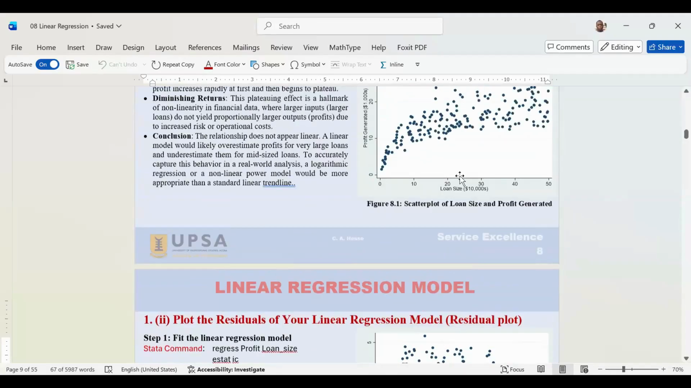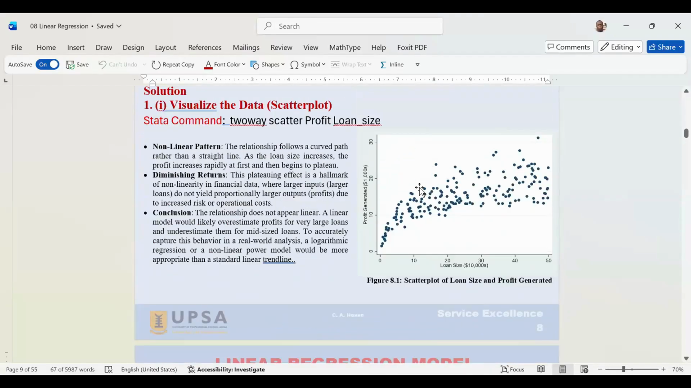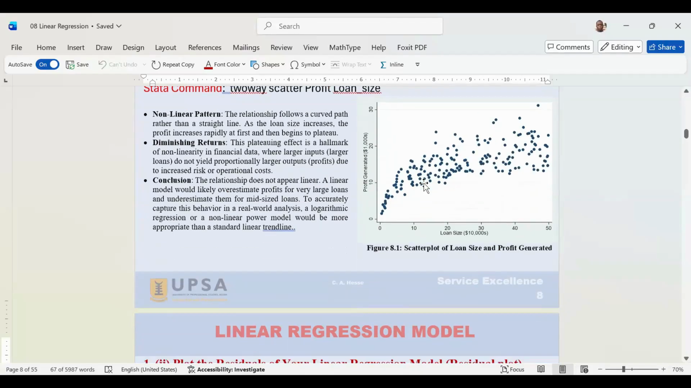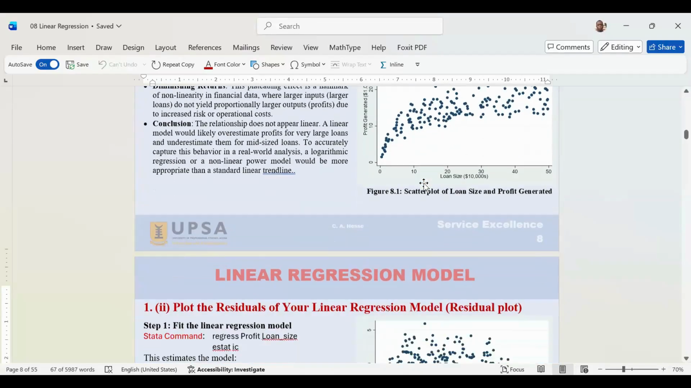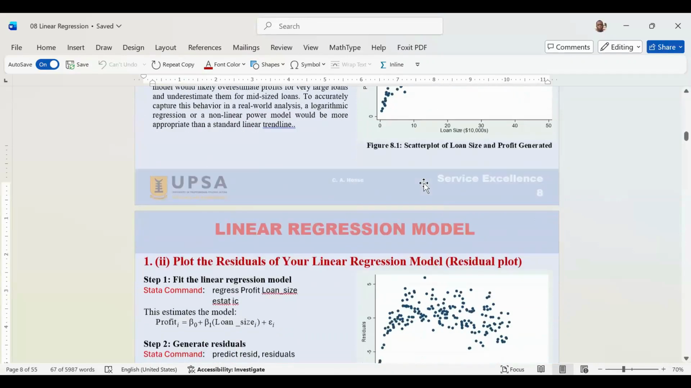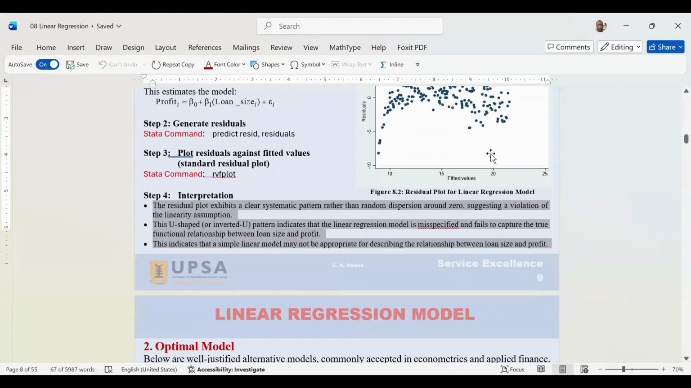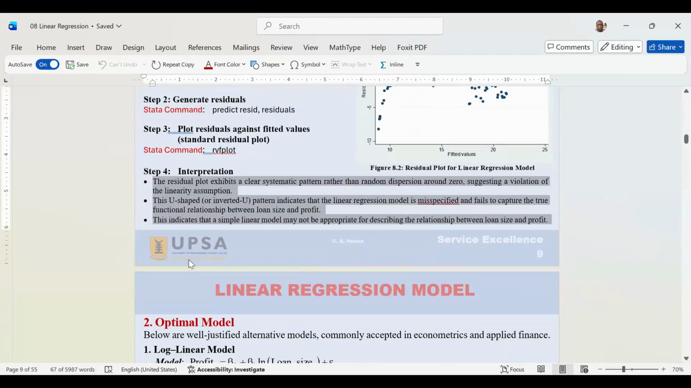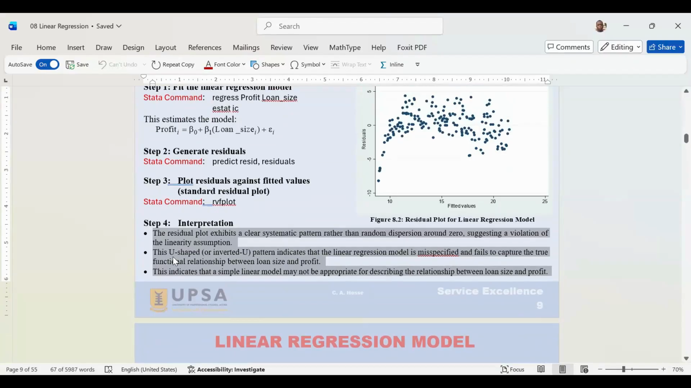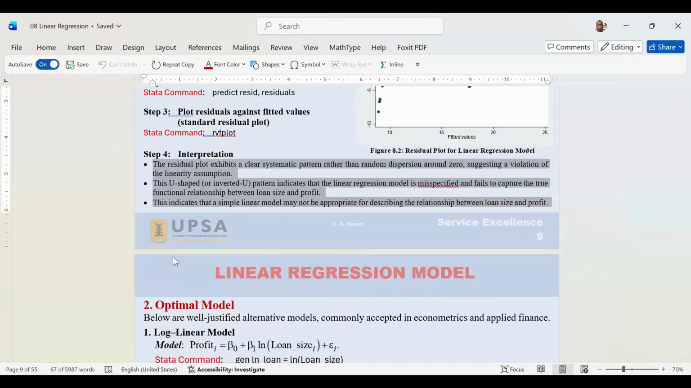Already, we have seen here that there is no linear relation. So this residual plot confirms that there is no linear relation. So you realize there's a U-shape. When you see a U-shape appearing in your residual plot, it indicates a lack of linearity between your dependent and independent variable. Are we okay? Yes, Prof. So there's no linear relation between the dependent and the independent variable.